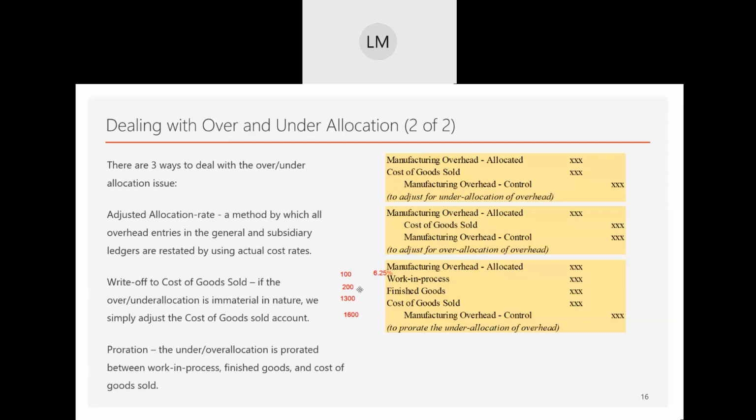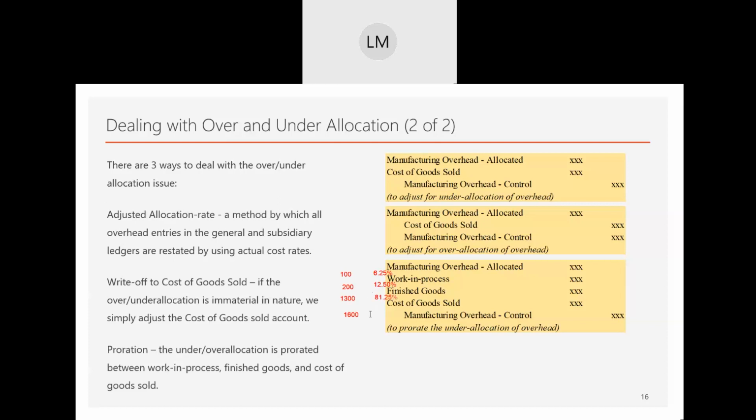And then, what would that 200 represent? How much is 200 out of the total of 1,600? Well, if 100 is 6.25%, I'm going to assume that 200 is 12.50%. And then 1,300 would be what? Let's see. 81.25%.